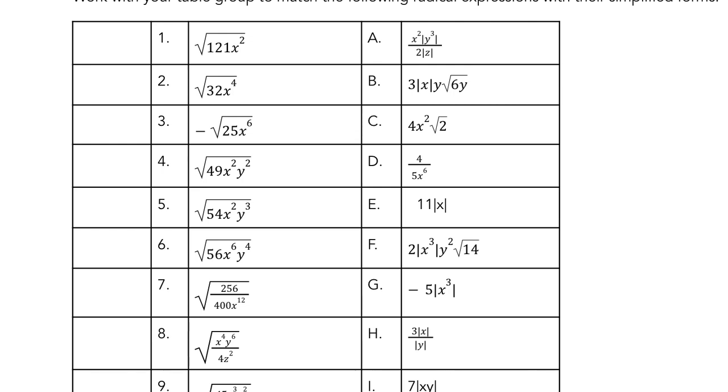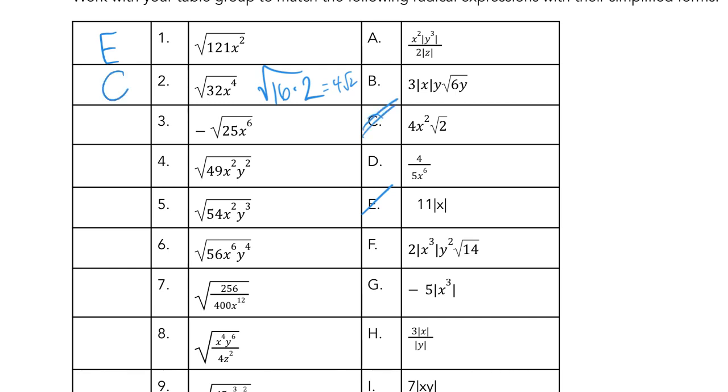Alrighty, here we go. So number one, the square root of 121 I know is 11. And even if I don't know what the square root of x squared is, I'm looking for 11 over here. And so E is going to be my match. And I'm going to cross them out as I go. Now the square root of 32 is 16 times 2. And even if I don't know what to do with the x to the 4, I do know that this is going to become 4 root 2, just like numerically. So I'm looking down the column here and I notice that there's a 4 root 2 with letter C.